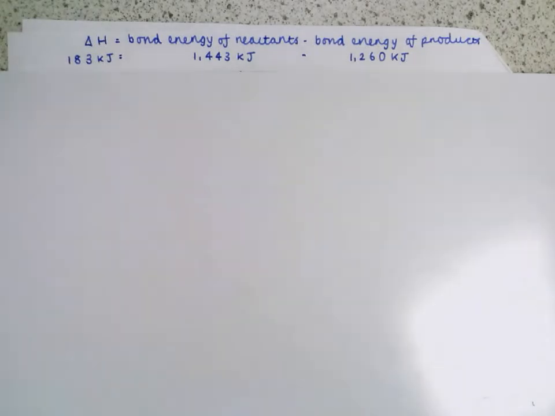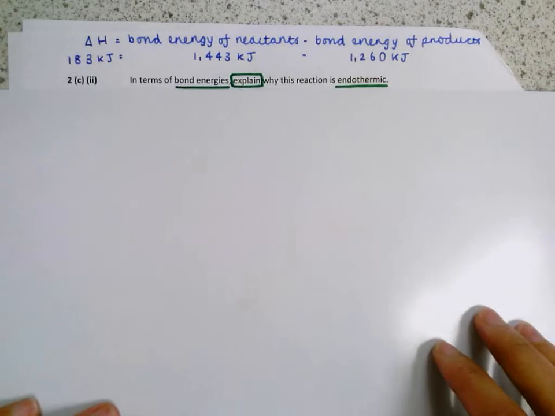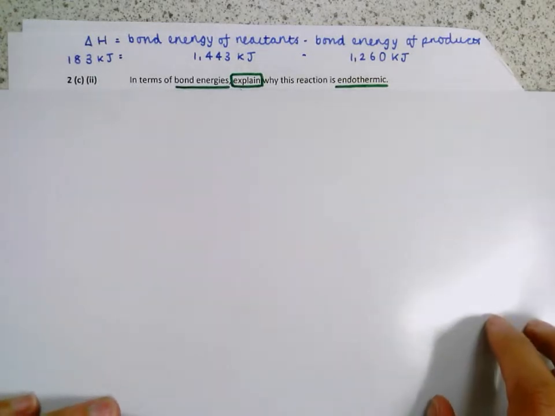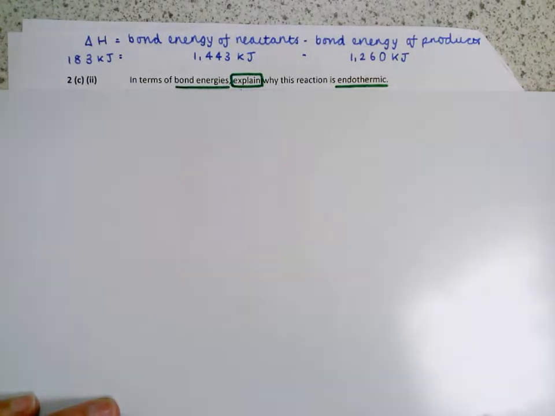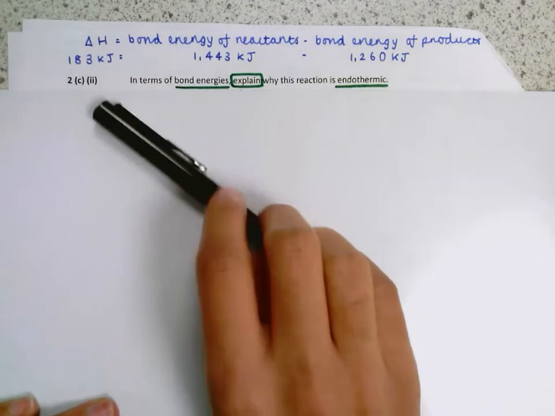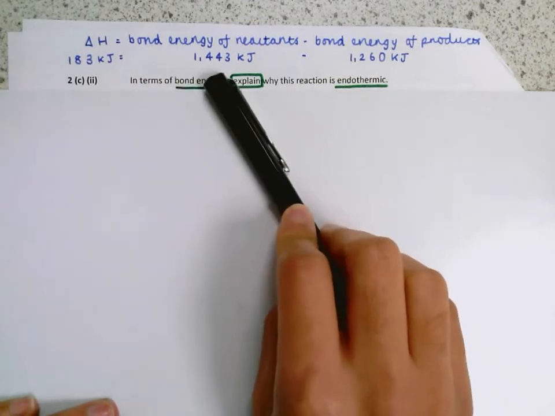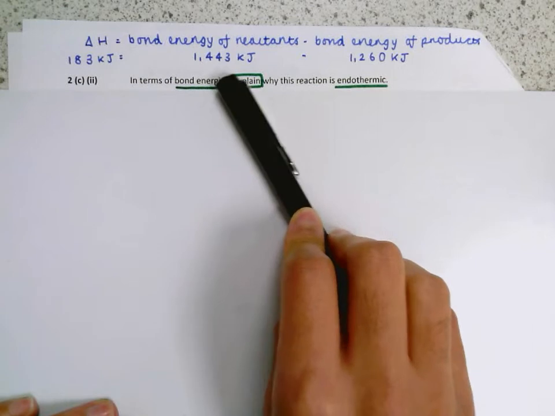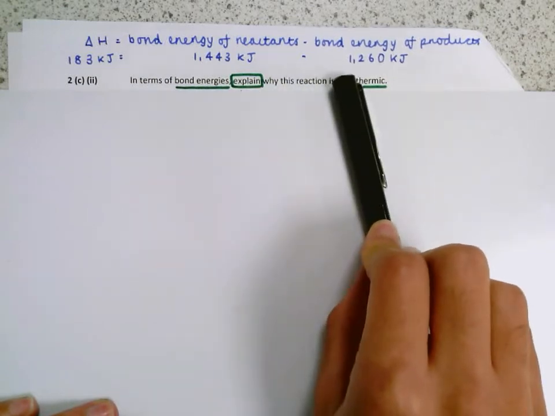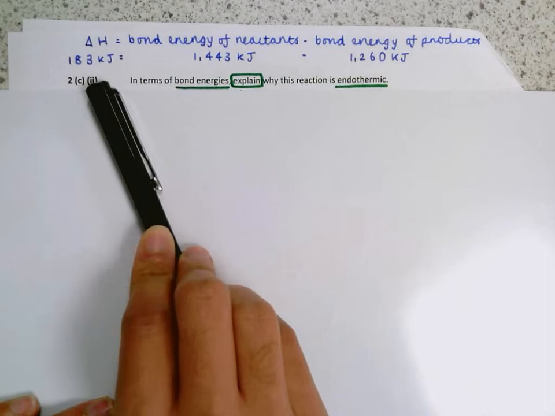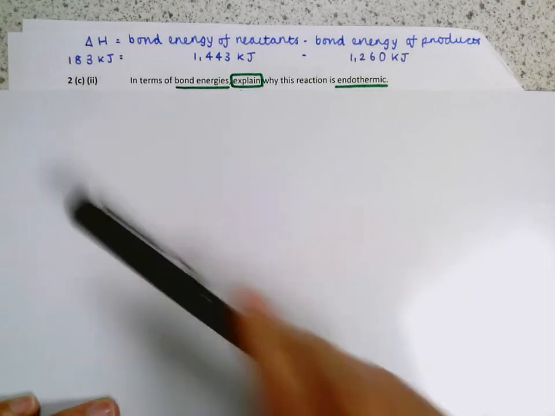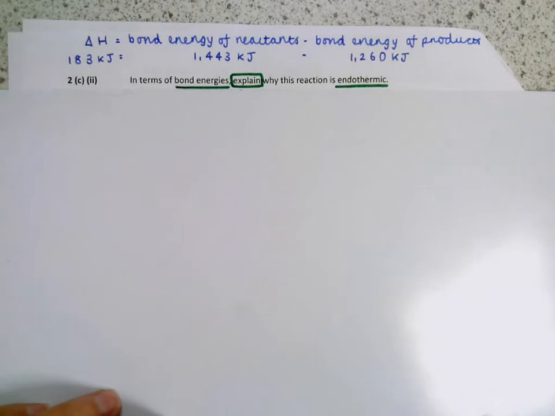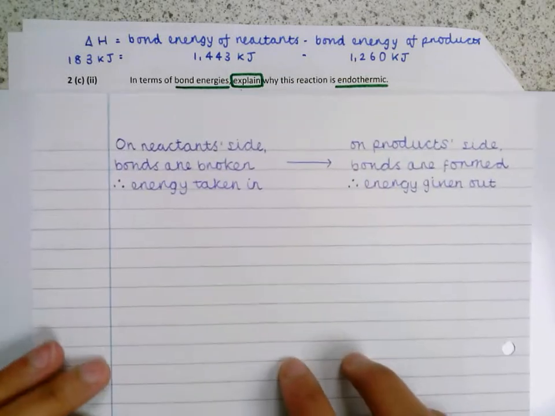This is the second part of Autumn 2 Week 1 exam practice marking video. So the question for 2C Part 2 is, in terms of bond energies, explain why this reaction is endothermic. And just to recap, without having to turn the page, the bond energy of the reactants was 1,443, for products was 1,260, meaning that there was a positive overall energy change of 183 kilojoules. Now, that's endothermic. I want to go over why.